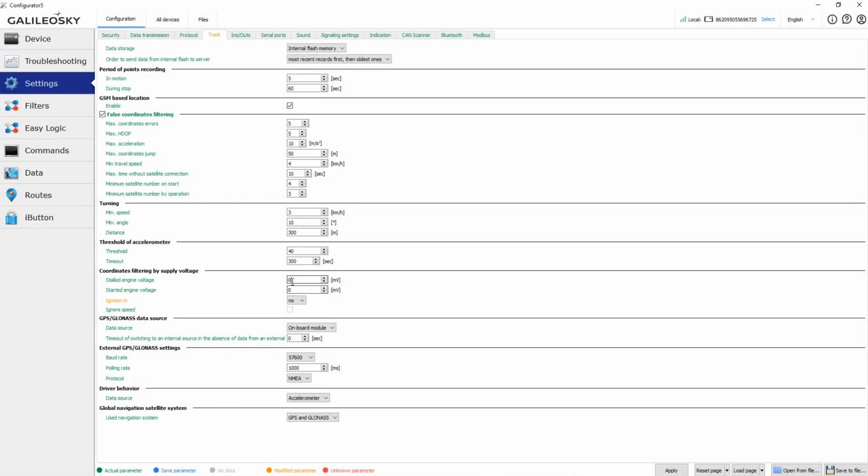In our case, the voltage was 12.4 volts when the engine was off, and when the engine was running, it was 14.2 volts. So, we set the voltage of the stopped engine to 12.7 volts and the voltage of the started engine from 13.2 volts. Do not forget to apply settings. This completes configuring the tracking device according to the power supply voltage. The third way is working according to built-in accelerometer readings.